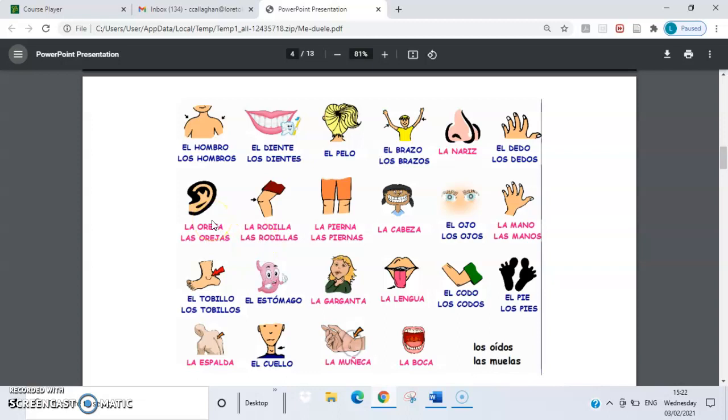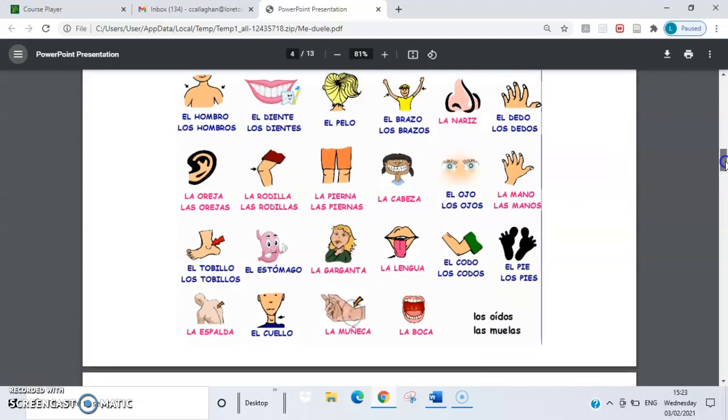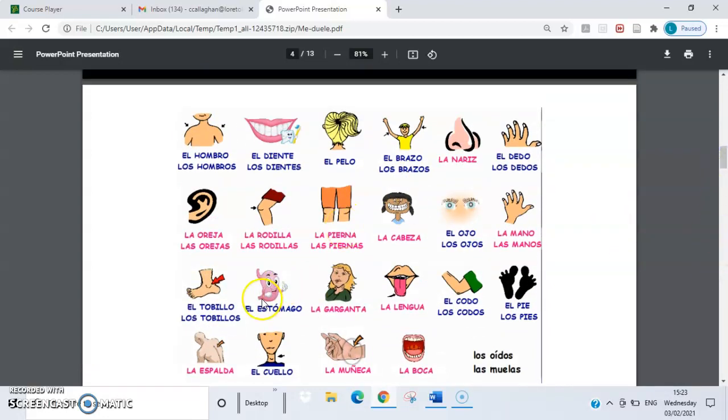Because it's algo importante, something important for when you go into fifth year, okay? This is a topic we're trying to get covered now, trying to get the last three chapters covered in the book before we go back. The only new one I think we haven't seen so far was maybe el estómago, your stomach, and las muelas, your molars. It's another way of saying your teeth, okay?